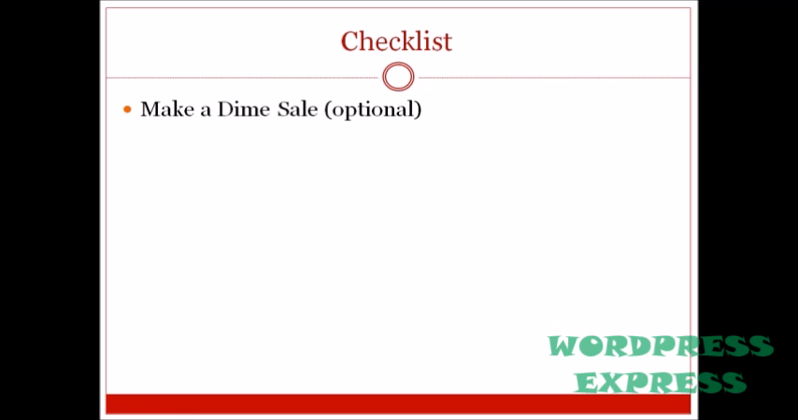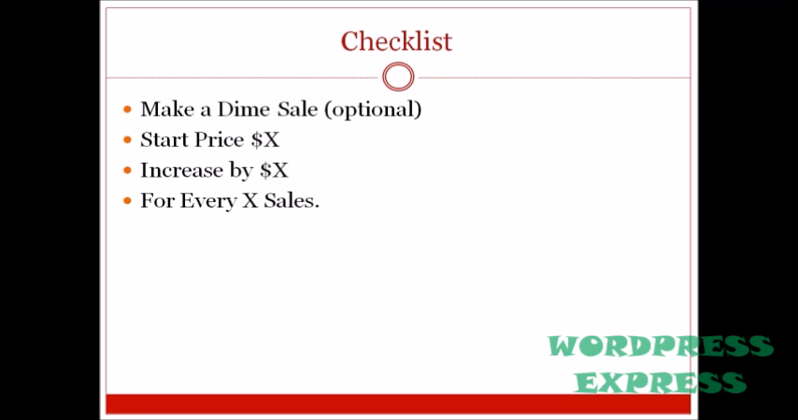If you do want to make a dime sale, and of course if you don't, you can always fast forward to the next slide. But if you want to make a dime sale, which basically means that you start at a lower price and then every time somebody buys, it increases a certain amount until it hits a maximum price. So you're going to need to know the starting price. You're going to need to know how much it increases by for every sale.